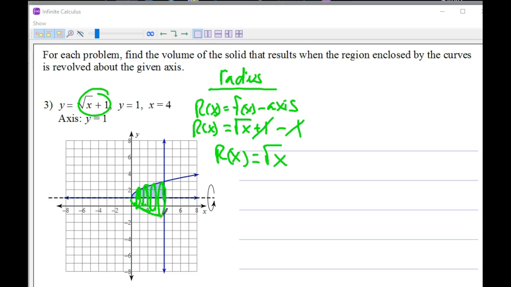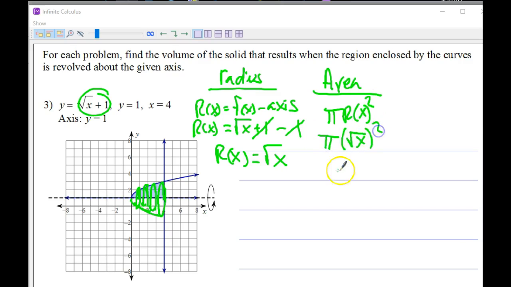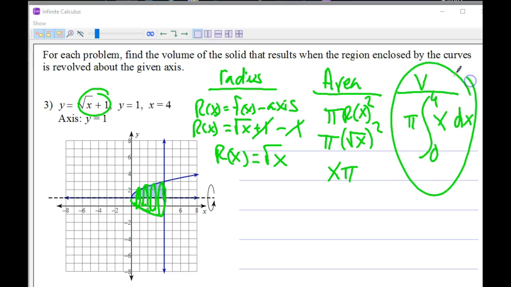Okay, so the area. Pi radius squared. My radius is the square root of x, so it's just x pi. So the volume will be pi times the integral of x from 0 to 4. There you go. Not too bad, eh?